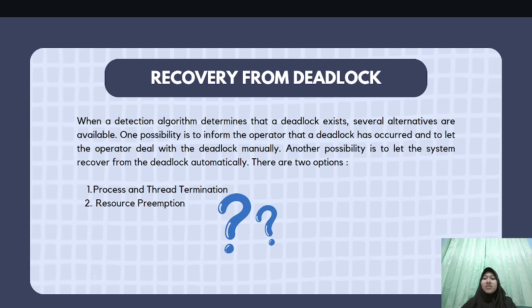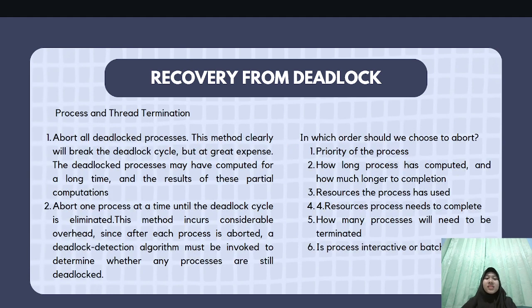Another possibility is to let the system recover from the deadlock automatically. There are two options available. The first one is process and thread termination, and the second one is resource preemption. But what are they? Process and thread termination: first one, abort all deadlocked processes. This method clearly will break the deadlock cycle, but at great expense. The deadlocked processes may have computed for a long time, and the results of this partial computation must be discarded.